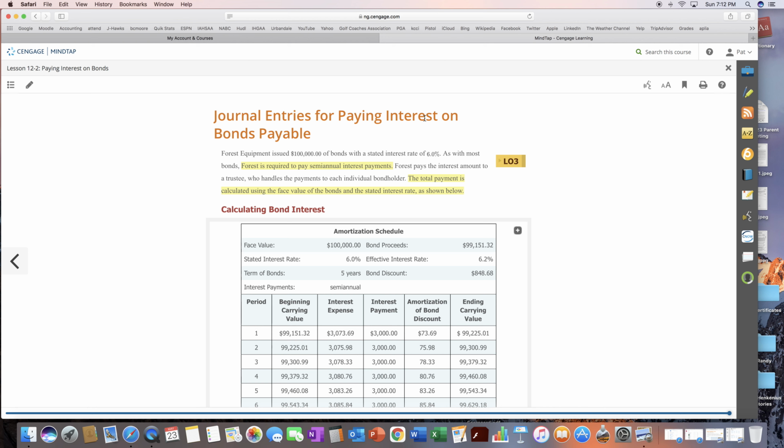All right. So, journalizing for paying interest on bonds payable. They talk about the example for equipment, where they're required to pay semi-annual interest payments, which means every 6 months, give or take, right? Semi-annual, it just depends when they start. But they want to pay these interest payments. Forest pays an interest amount to a trustee.